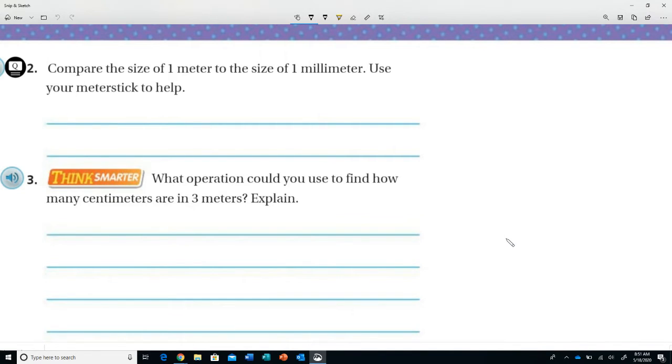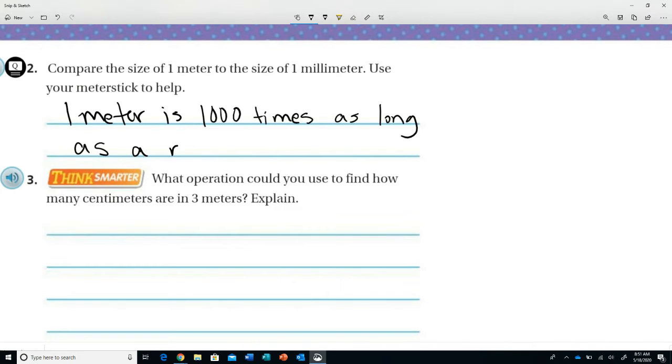So on here, we're going to say that 1 meter is 1,000 times as long as a millimeter.